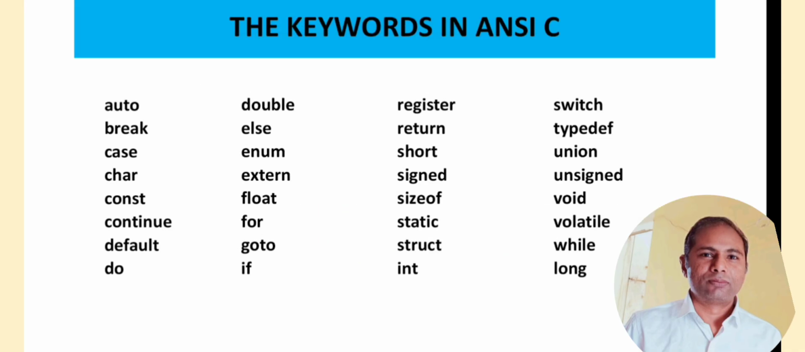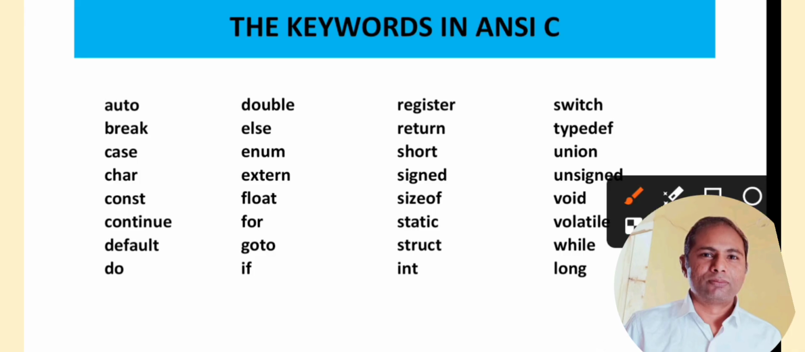So now, what are the examples of the keywords? There are 32 keywords in C. So these are different words. We have seen auto, case, char, const, continue, default, goto, if. So whatever words are already defined in C are known as the keywords in C.